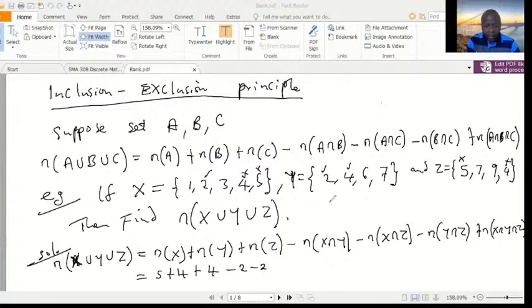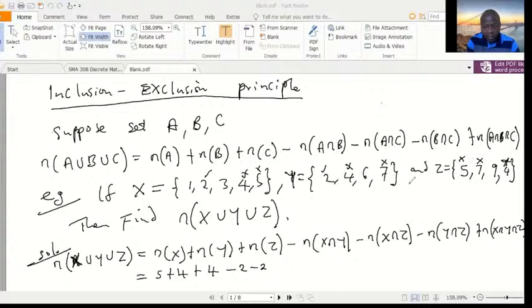What about the intersection of Y and Z? In the intersection of Y and Z, I can see 4 there. I can see 7 there.